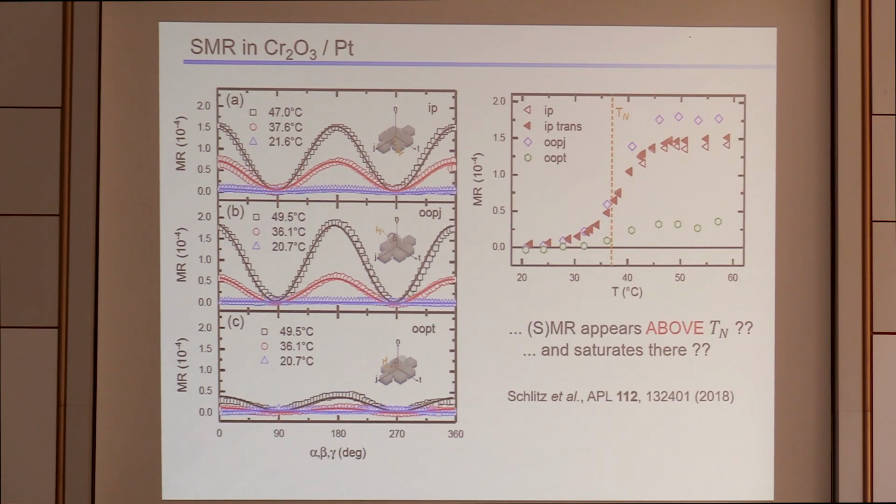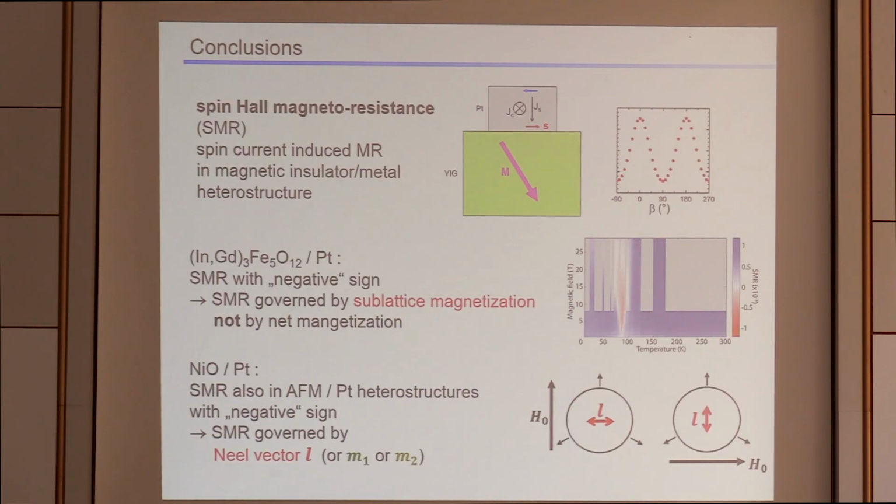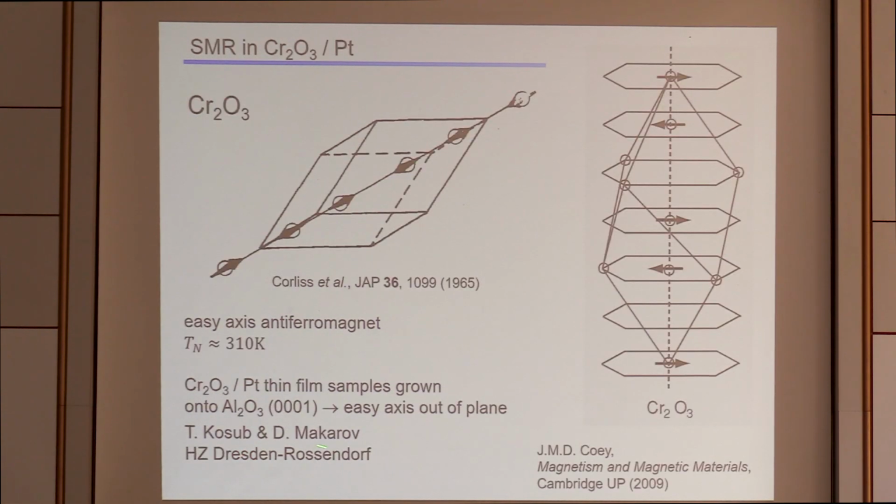Do these things frustrate the system? I'm not sure about this. I don't think so. At least the people making these samples, Tobias and Dennis, claim that they have beautiful single phase Cr2O3, and that seems to be true. So the samples are really high quality, and it should be a nice uniaxial antiferromagnet with a well-defined uniaxial, not triaxial, axis. But we don't see any spin-Hall magnetoresistance.